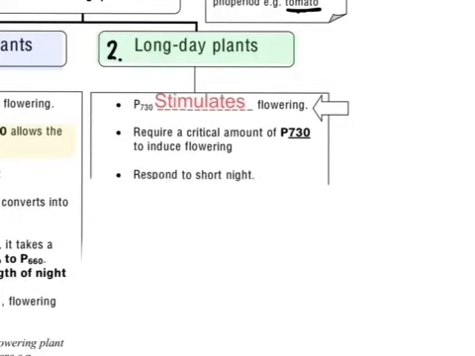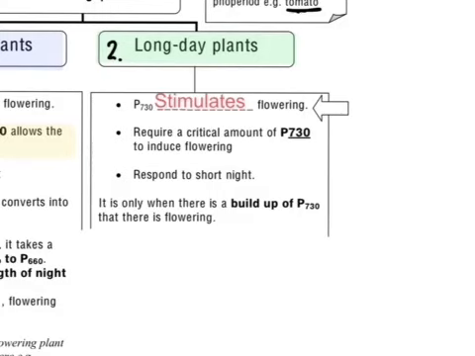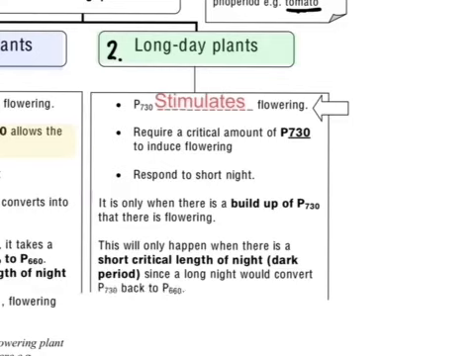What makes the P730? Well, obviously we know it's daylight. They want a short night. Can you think why they want a short night? Yes, so that if we have 11 units built up during a day, it doesn't suddenly break down to 10 and 9 and so forth. They will only flower when it builds up and accumulates, so they need a short night.